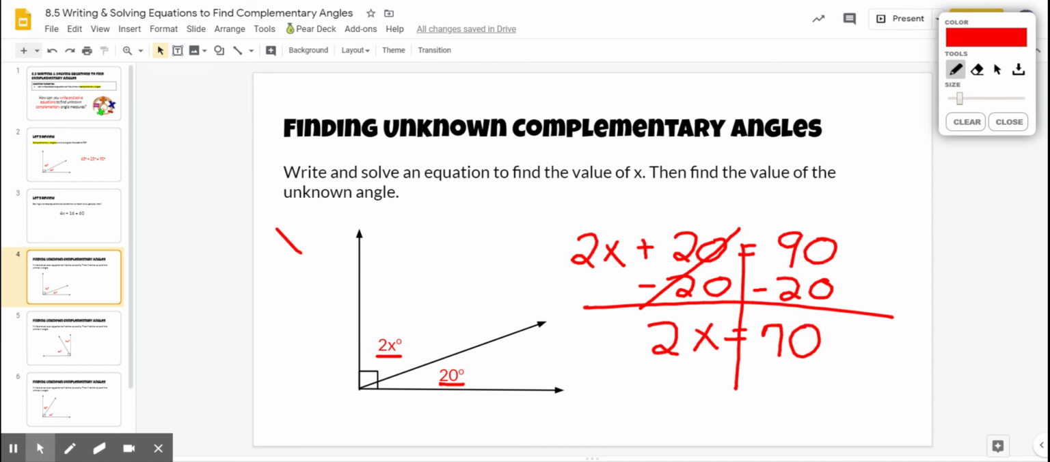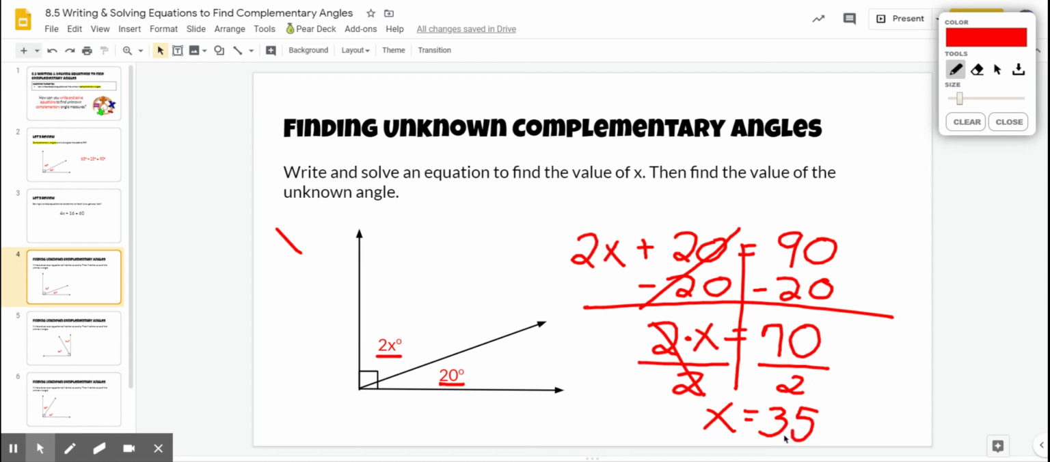Now, the last thing I have to remember is that this 2x actually means 2 times x, so I'm multiplying. The inverse of multiply is to divide. So I'm going to divide this side by 2, divide this side by 2. The 2's cancel, leaving me with x is equal to 70 divided by 2, which is 35.